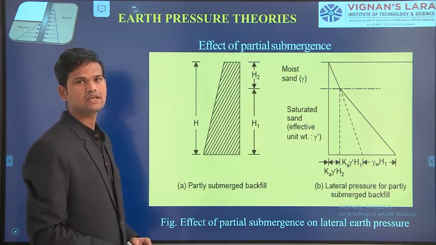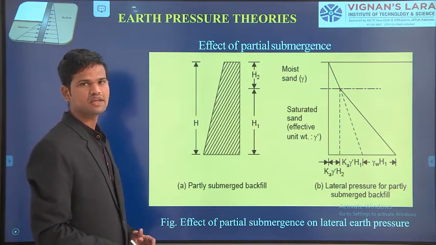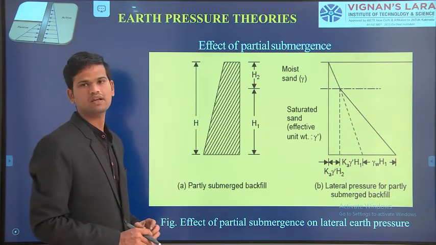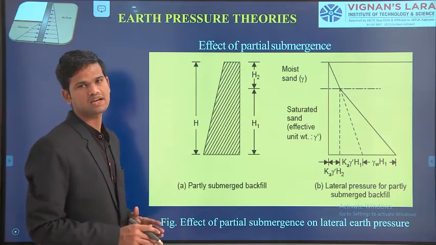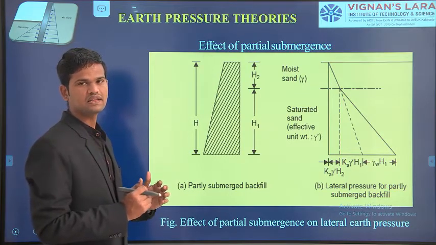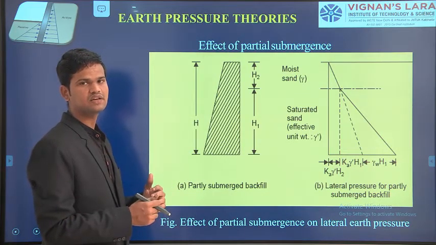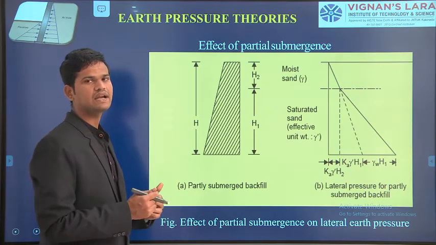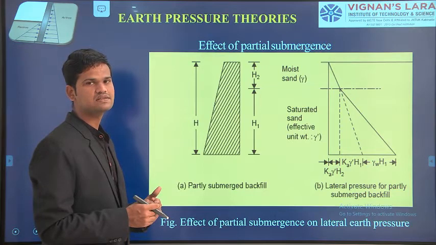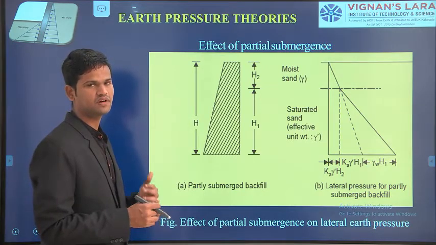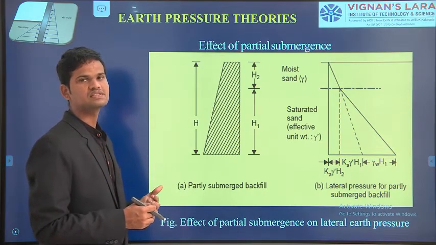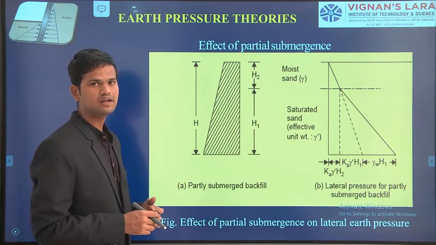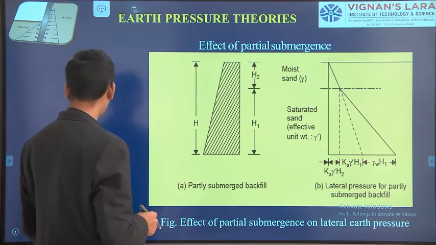In the last class, we discussed the various types of conditions for active earth pressure. Today, we will see one more condition for active earth pressure, when the soil mass is in a partially submerged condition. That means up to a certain height the soil has some bulk or dry unit weight, and the other portion of the soil is under the water table, or partially saturated. In such a situation, we will see how to calculate the lateral earth pressure.